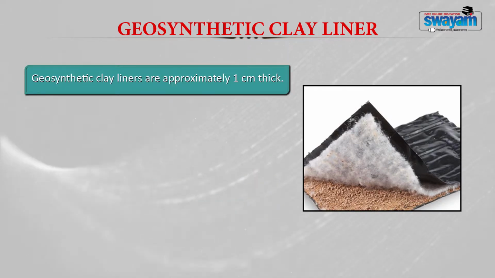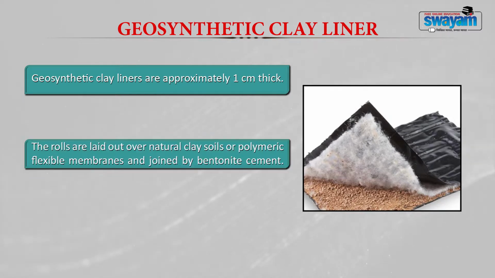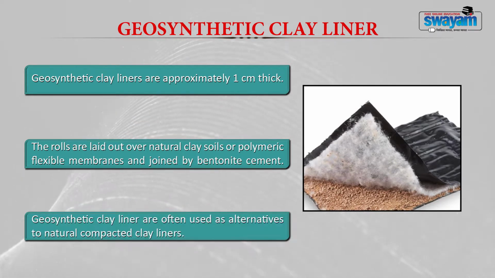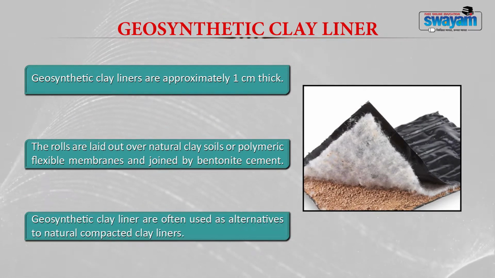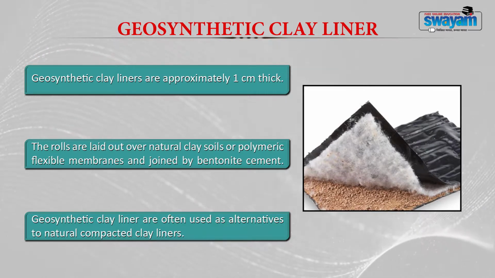Now, the geosynthetic clay liners are approximately 1 centimeter thick. The geosynthetic clay liner rolls are laid over the natural clay soil or polymeric flexible membranes and joined by bentonite cement. These liners are often used as alternatives to natural compacted clay liners.